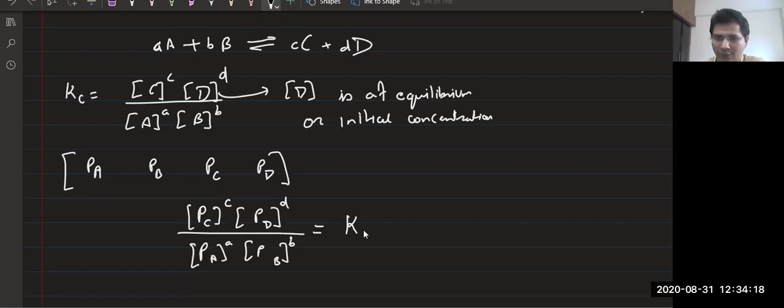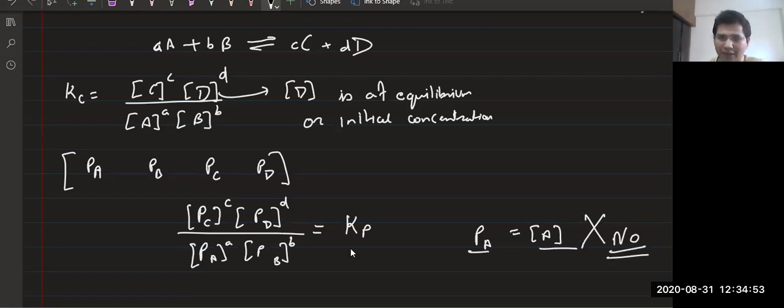Yes, it will be called Kp. Got it? It will be called Kp because it is pressure, right? So it is called Kp now. How can it be Kc? Tell me, is the partial pressure of A equal to the concentration of A? Yes or no? Just think about this. No, right? So obviously, Kp should not be equal to Kc all the time. It may be equal in some cases.